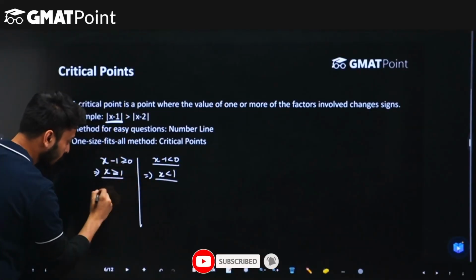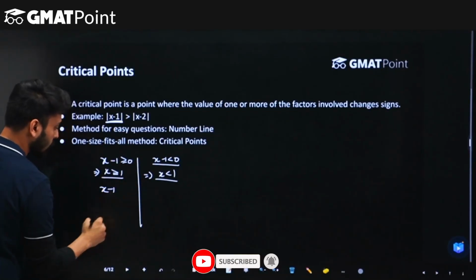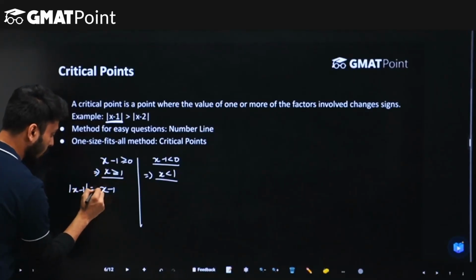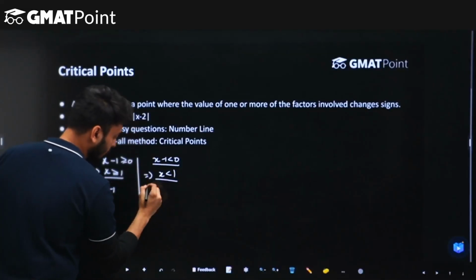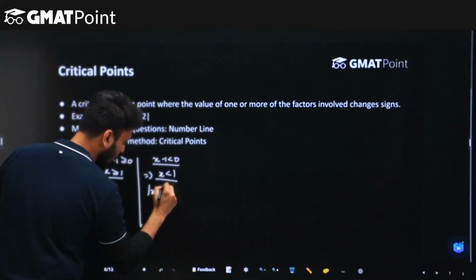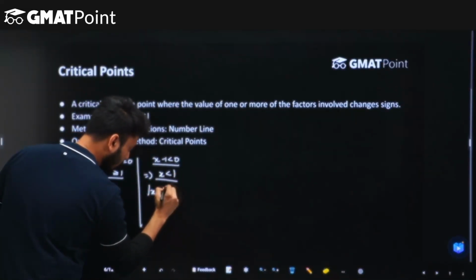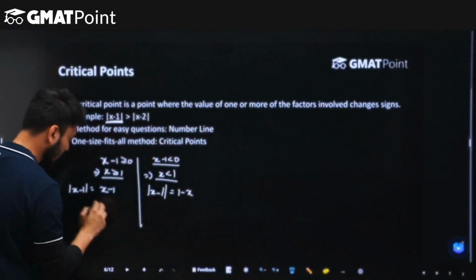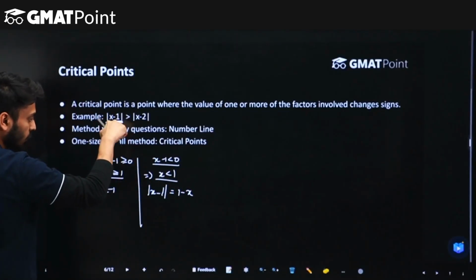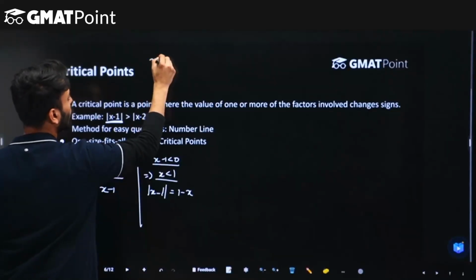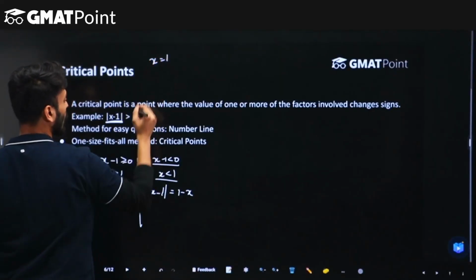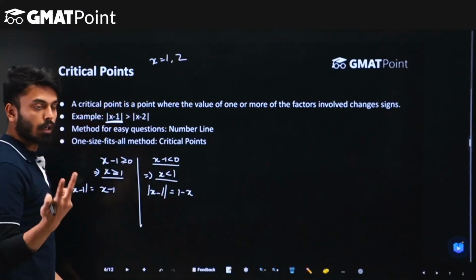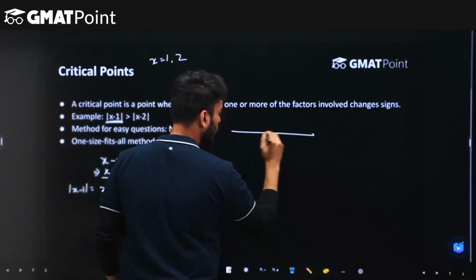If it was this case, mod x minus 1 would give me simply x minus 1. But in this case, it was changing the sign, so mod x minus 1 would have given me 1 minus x. So you can see it changes the sign. So for this one, x equal to 1 is a critical point. Similarly, for this one, x equal to 2 is a critical point. So I have two critical points, which are 1 and 2.